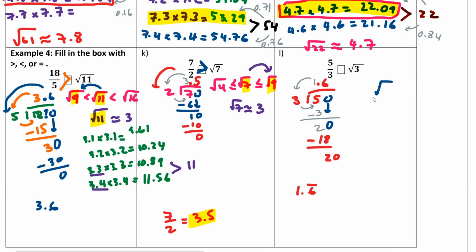Square root of 3 is in between square root of 1 and square root of 4. 3 is closer to 4, so square root of 3 is approximately around 2. And that is bigger than 1.6, so you can draw the inequality sign this way.